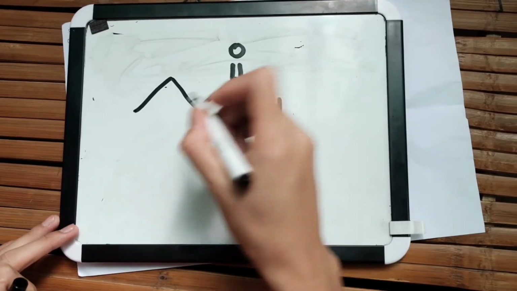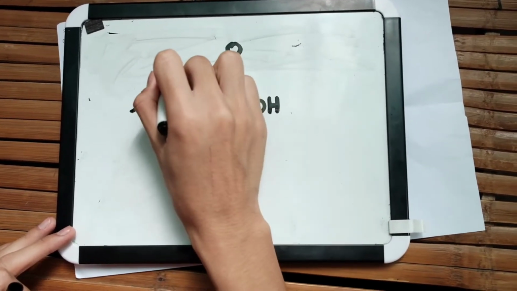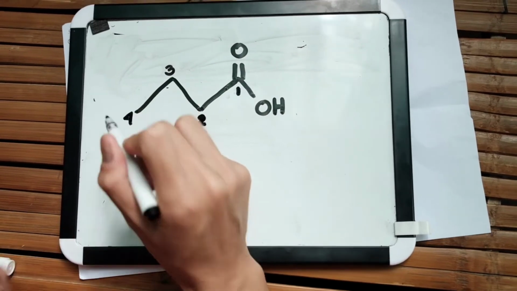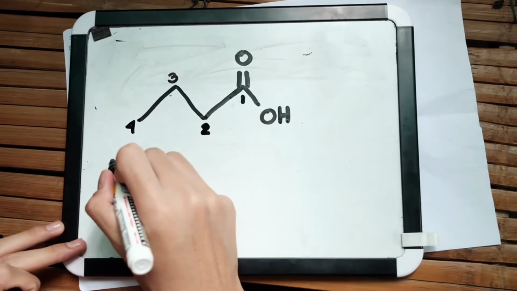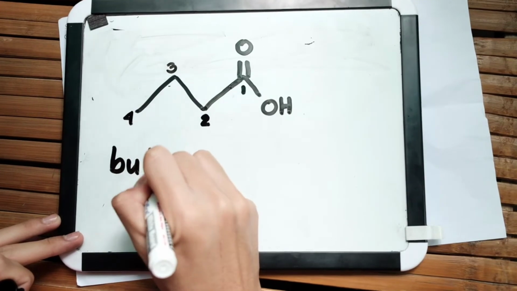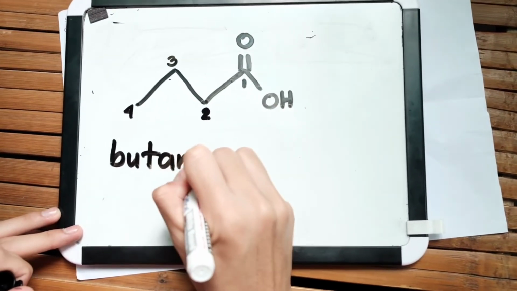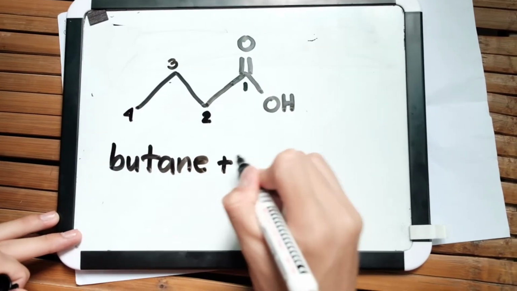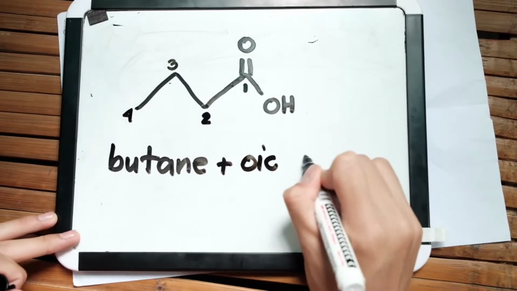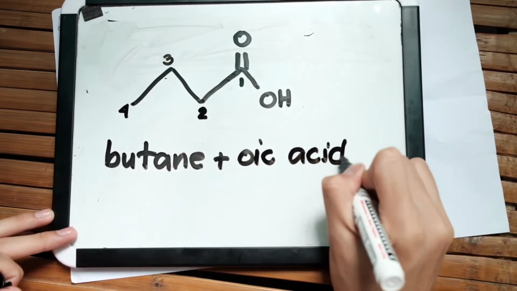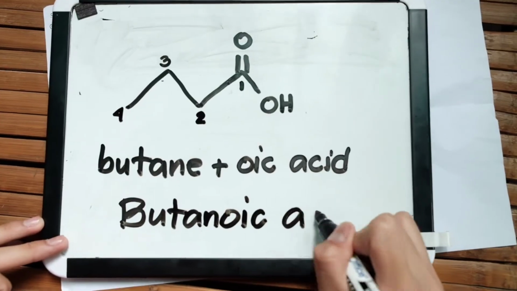To identify the IUPAC name of this structure, we must first identify the parent chain. In this structure, the parent chain is butane because of its 4-carbon chain. In naming a carboxylic acid, we add -oic acid as a suffix, so butane plus oic acid. The name of this structure is butanoic acid.